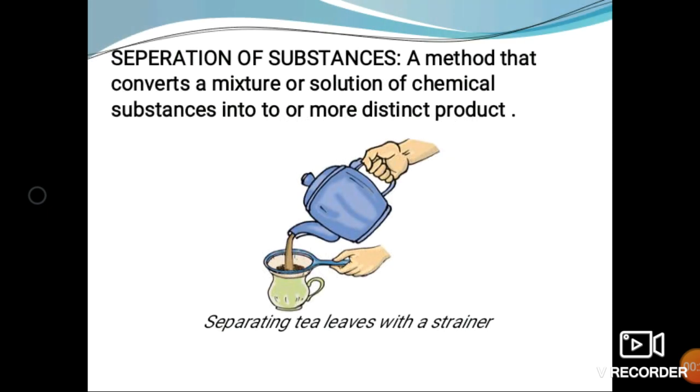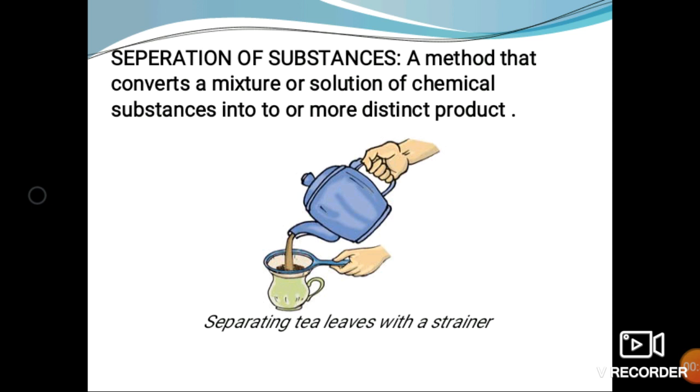Okay, separation of substances. Let's see the definition. A method that converts a mixture or solution of chemical substances into two or more distinct products is a separation of substances. From the definition, we know that the method of separating a mixture or solution of chemical substances is called separation of substances.